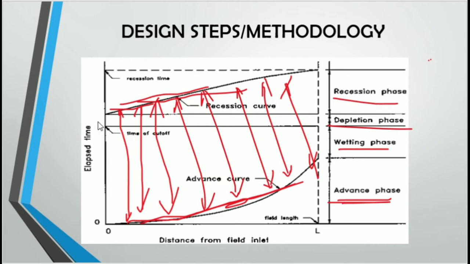When the advance and recession curves are more parallel to each other, it means that you have more uniform flow of water along the field, from the start until the end. So this is the use of this graph. You have to control all of your components in order to have values that will make your recession and advance curves parallel to each other.